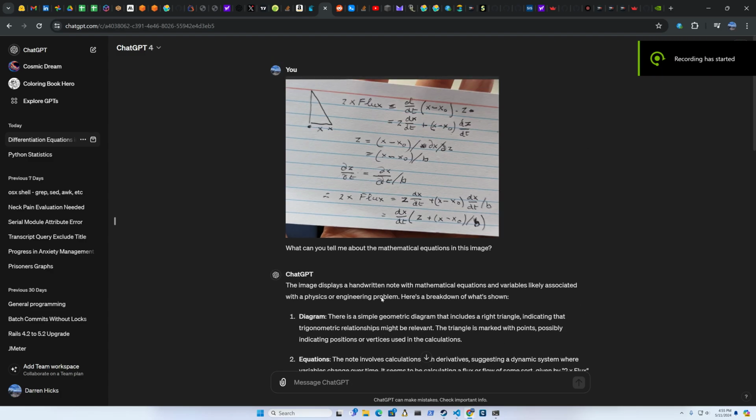The image displays a handwritten note with mathematical equations and variables likely associated with a physics or engineering problem. Here's a breakdown of what's shown.